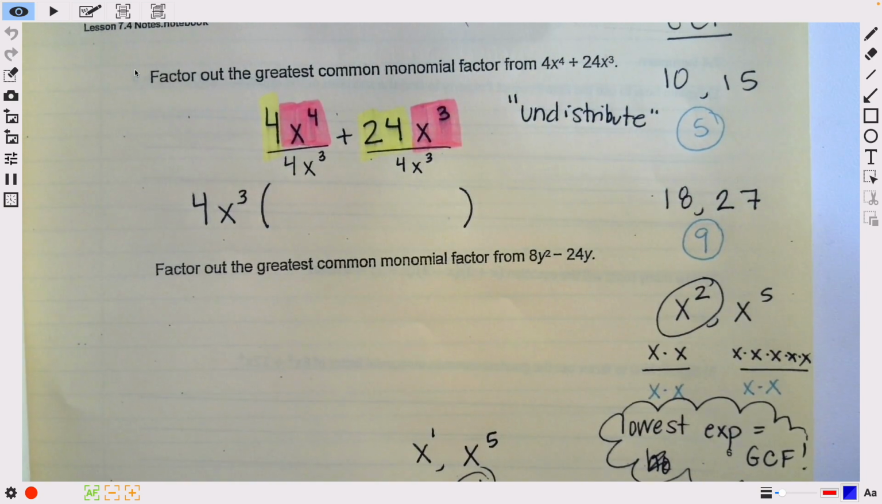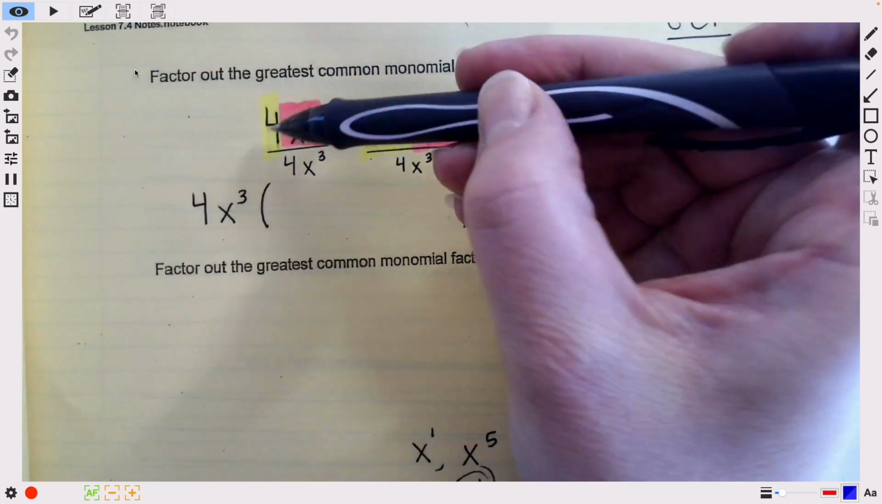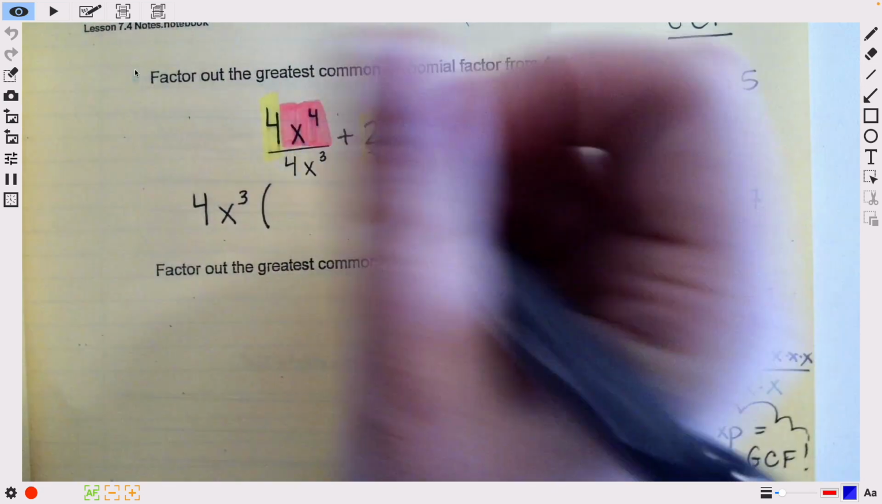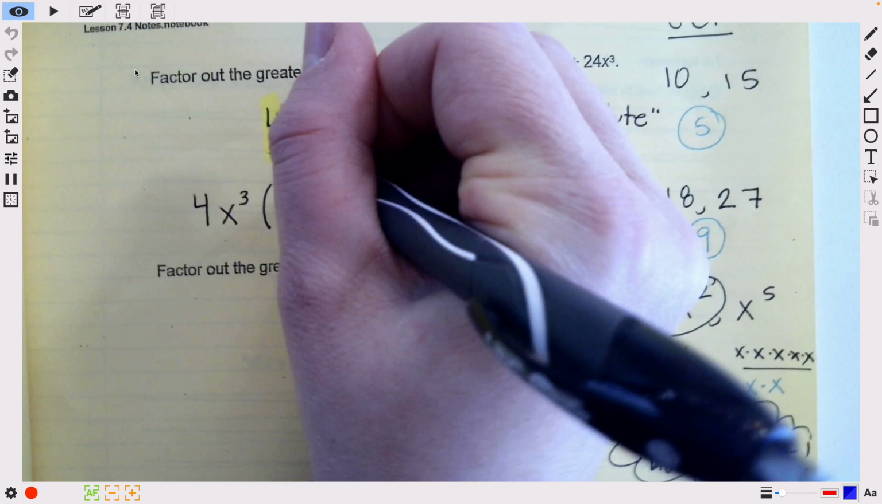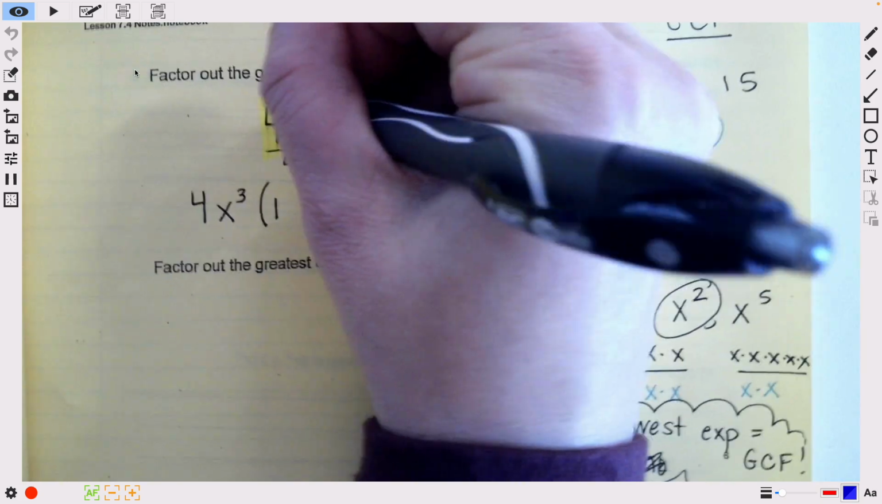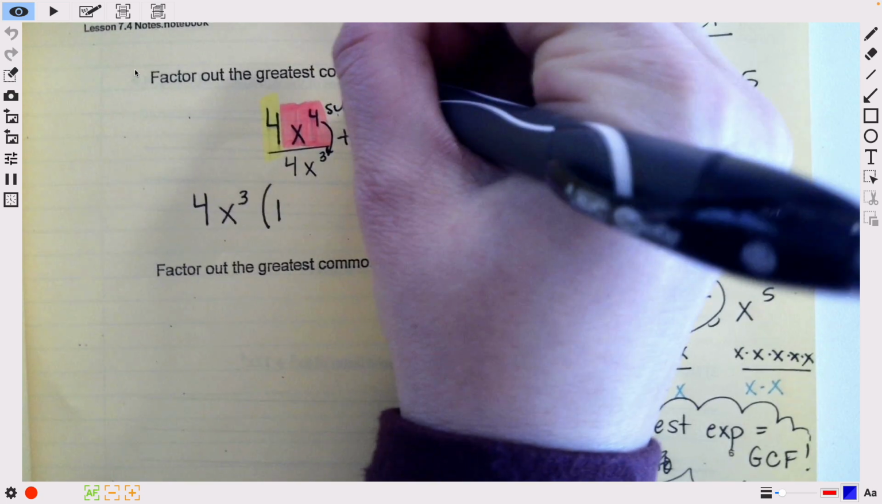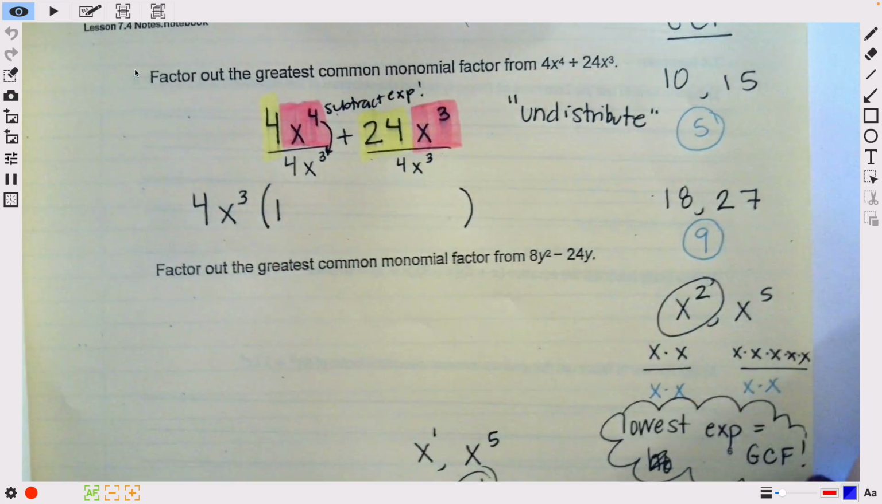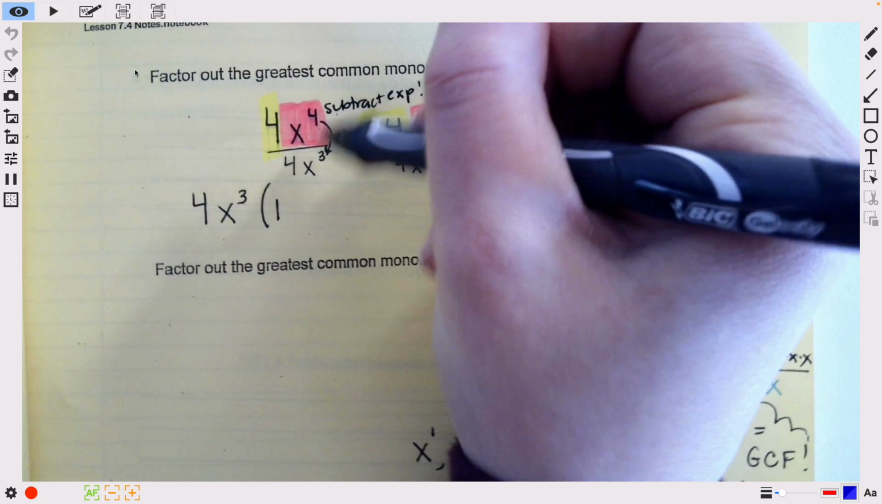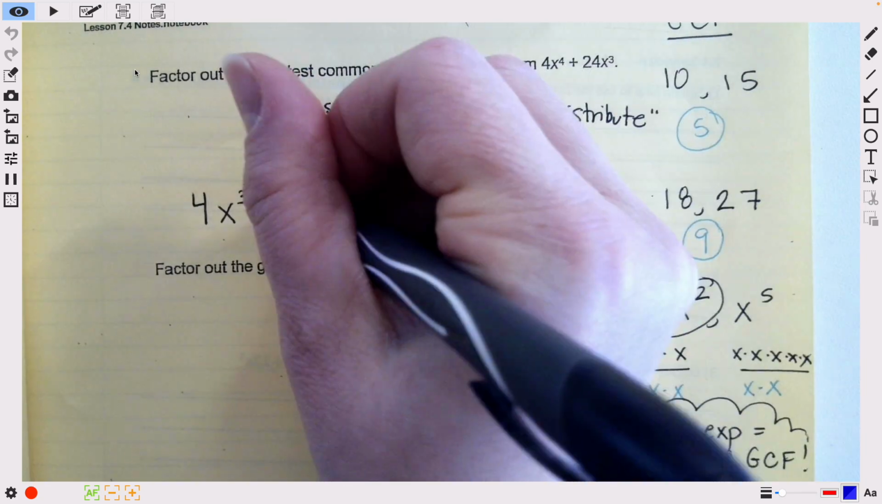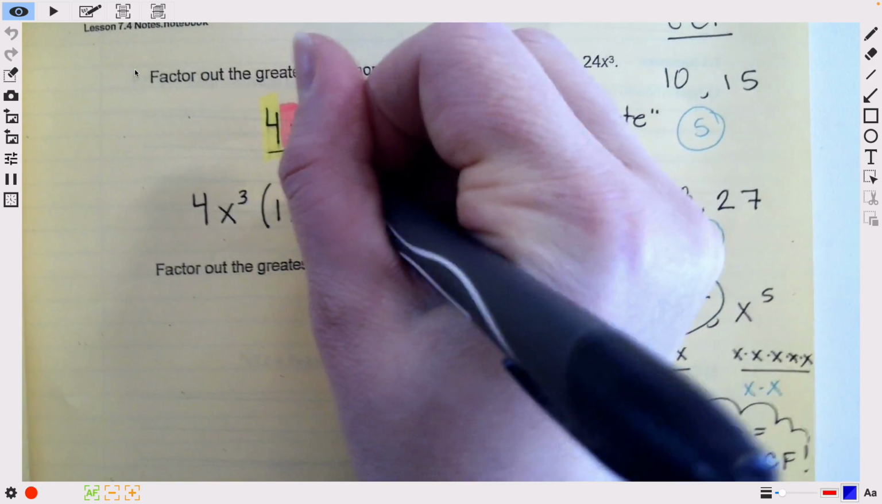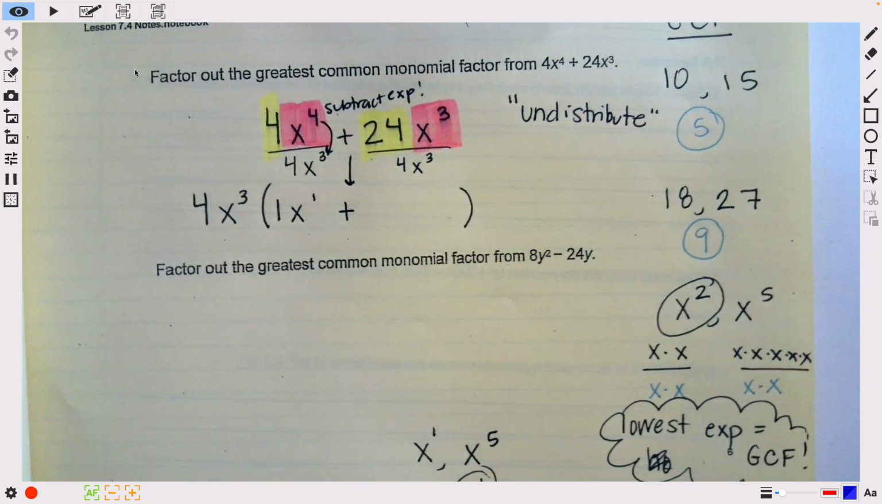Now, who have I not heard from yet? Max, what's 4 divided by 4? 1. Okay. We have x to the 4th divided by x cubed. All you do is subtract exponents here. And so, Kylie, if I have x to the 4th and I subtract 3 away from that, I have x to what power? 1. Just 1. Okay. Our plus sign drops down exactly as is.